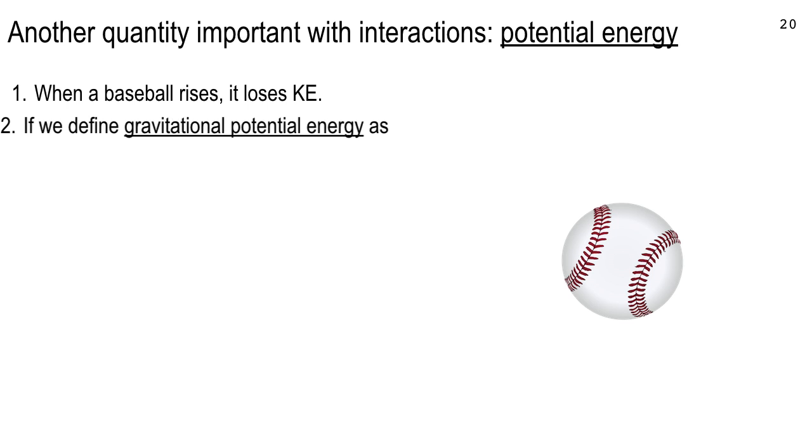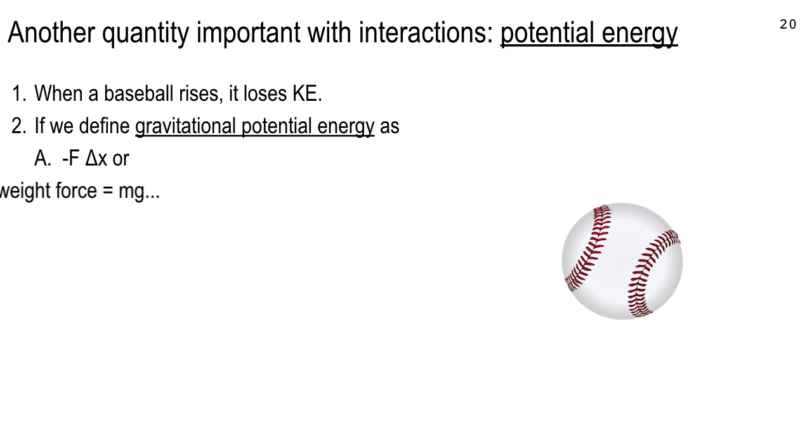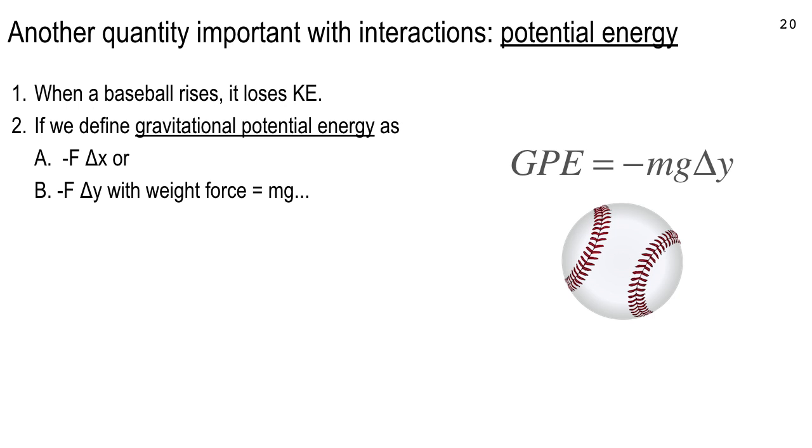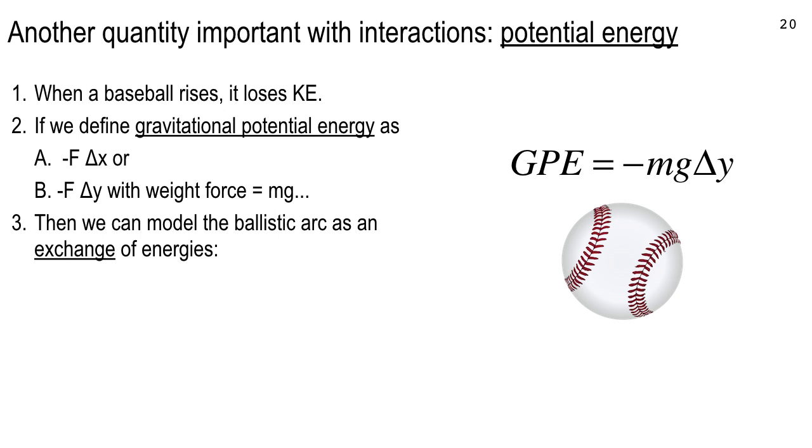So let's think about a baseball. On the way up, it loses kinetic energy. If we define gravitational potential energy as minus F delta X, or in the case of free fall, minus F delta Y, with the weight force being mg, so gravitational potential energy, GPE, is minus mg delta Y, then we can model the arc of the baseball as an exchange of energies.